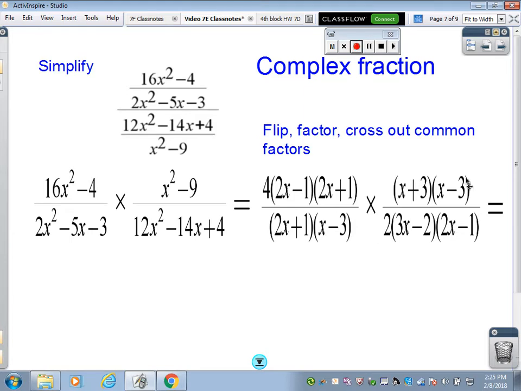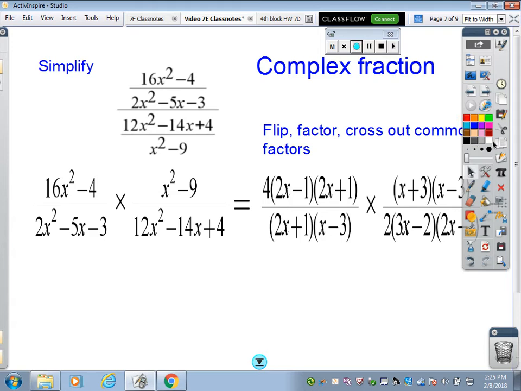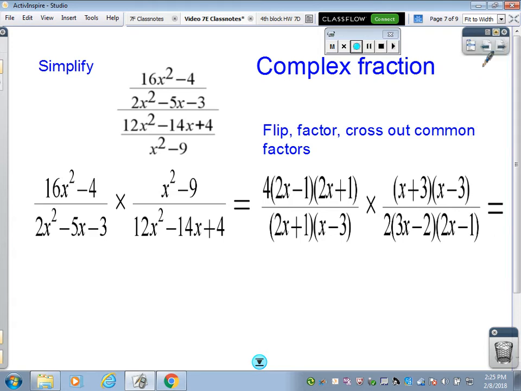Now this is all multiplication, so I can start crossing out common factors. I can't when I have any addition in here, but once it's all multiplication, I can cross out common factors. So let's see, what are my common factors? I've got x plus 1, 2x plus 1, 2x minus 1, x minus 3.